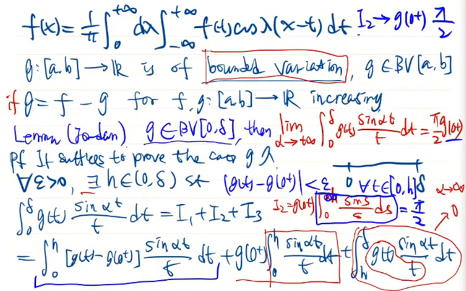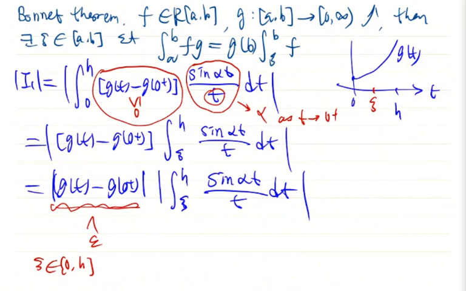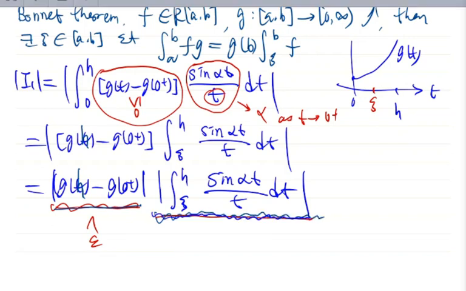We choose an h at the very beginning, so that g(h) minus g(0+) is less than epsilon. Here it is h, I made a mistake. So g(h) minus g(0+) is less than epsilon. And this other term is a bounded term. Now we explain why this term is bounded, independent of alpha.